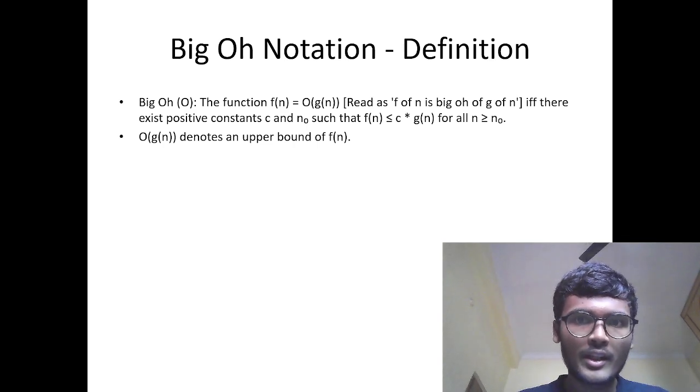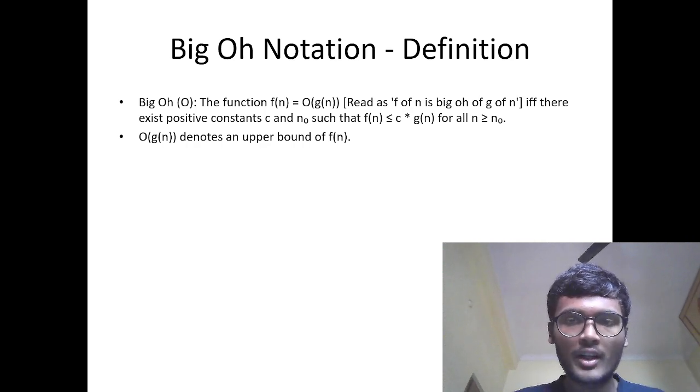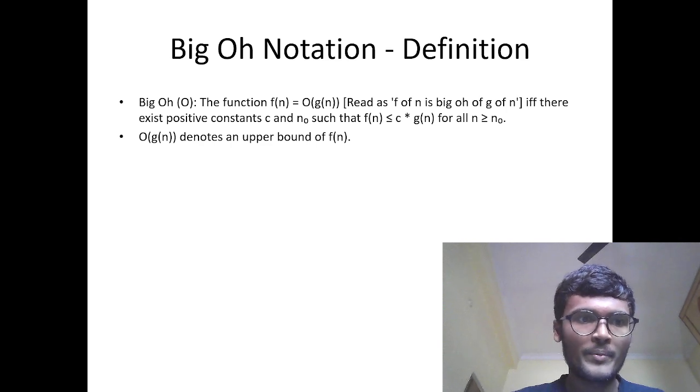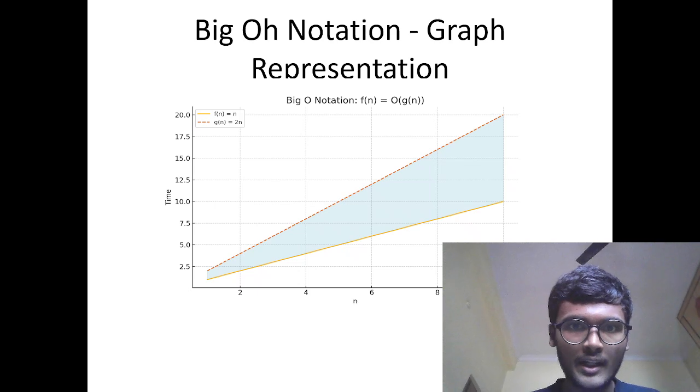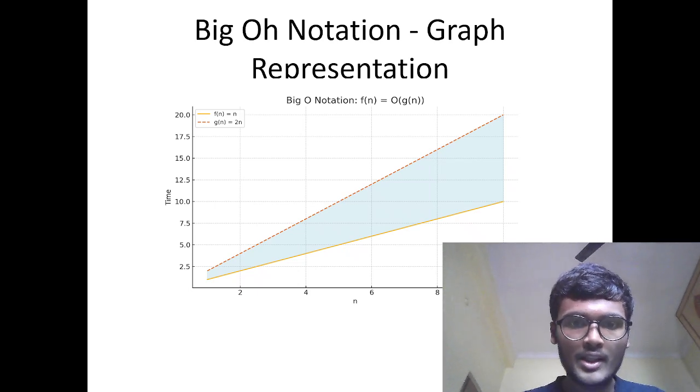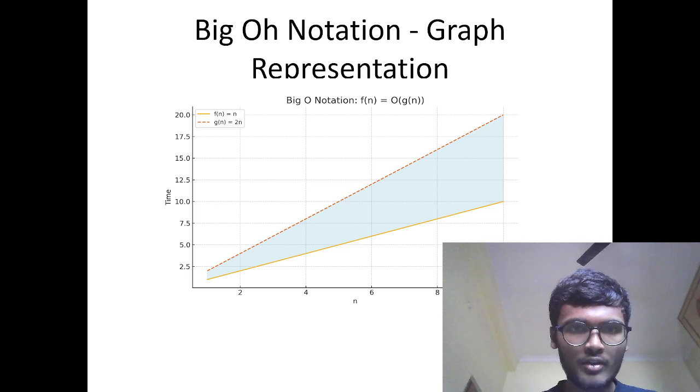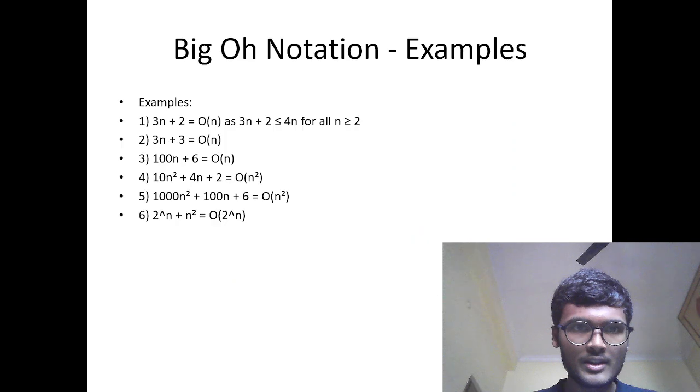The function f of n is big O of g of n if and only if there exist positive constants c and n naught such that f of n is less than or equal to c into g of n for all n greater than or equal to n naught. Here big O of g of n denotes an upper bound of f of n. In the graph we can see that the dotted line represents the big O notation, which is the upper bound of f of n, and here we are representing on the x and y axis.